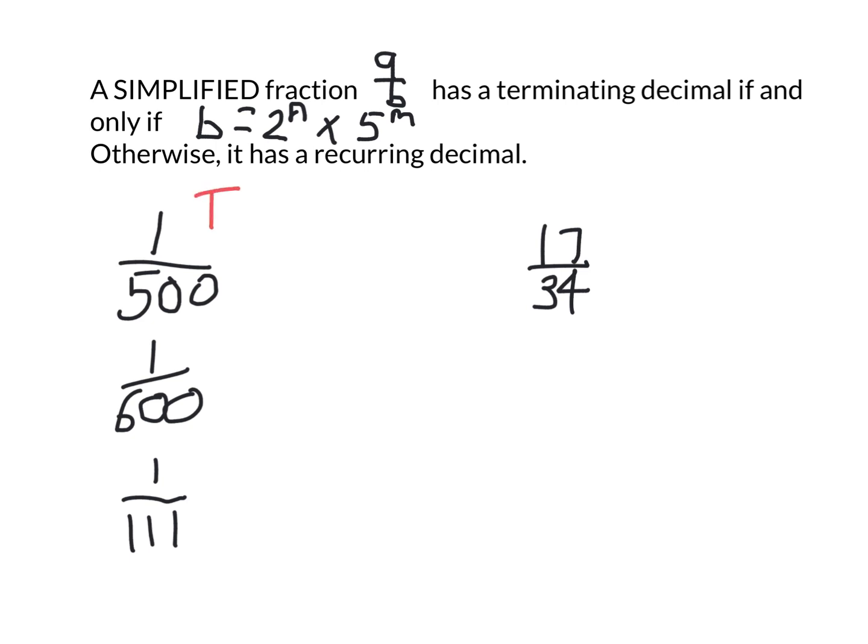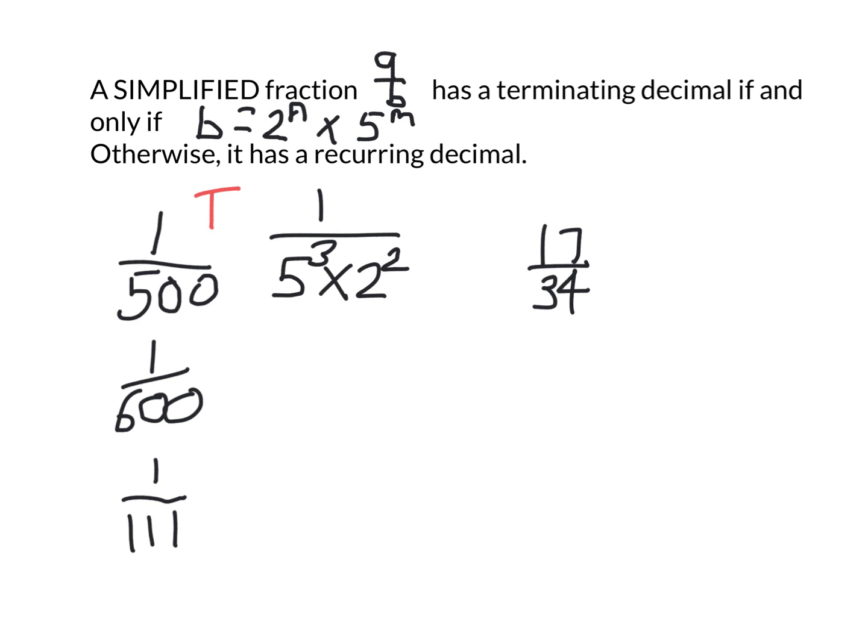So for example, for 1 over 500, I know that that's going to be terminating. Why is that? Well, 1 over 500 is simplified, obviously, but 500 you can write as 5 to the power of 3 times 2 squared. It is 125 times 4. The only prime factors of 500 are 5 and 2. So this will have a terminating decimal.